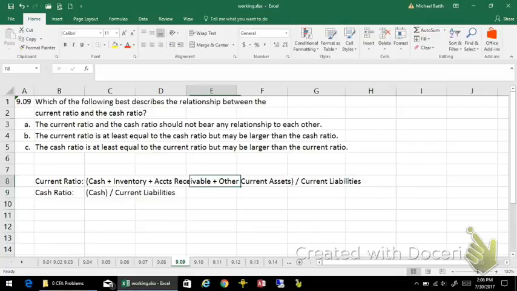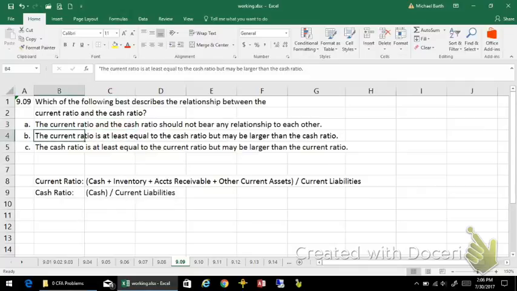The current ratio is cash plus inventory plus accounts receivable plus other current assets divided by current liabilities. The cash ratio is just the cash portion of current assets divided by current liabilities. So the statement that the current ratio and the cash ratio shouldn't bear any relationship to one another is not true, because the cash ratio is actually just a part of the current ratio.